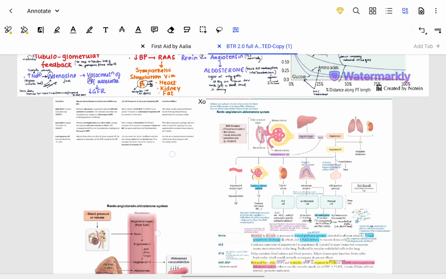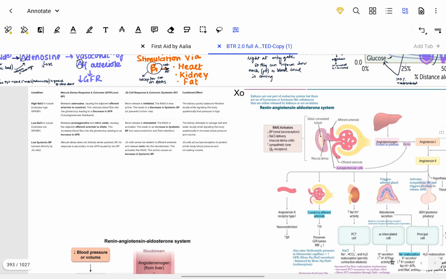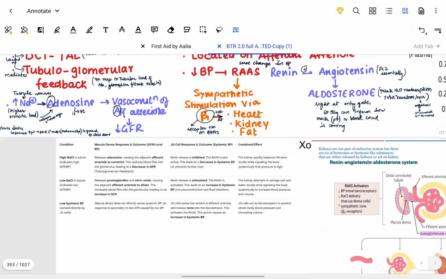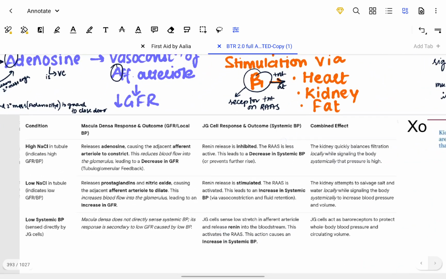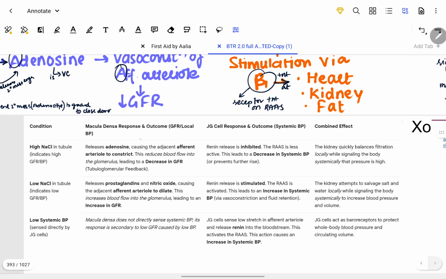Okay, so we continue. I did some annotations. Let's get a little more into details. So different scenarios. You have high NaCl. High NaCl indicates high GFR and high BP.